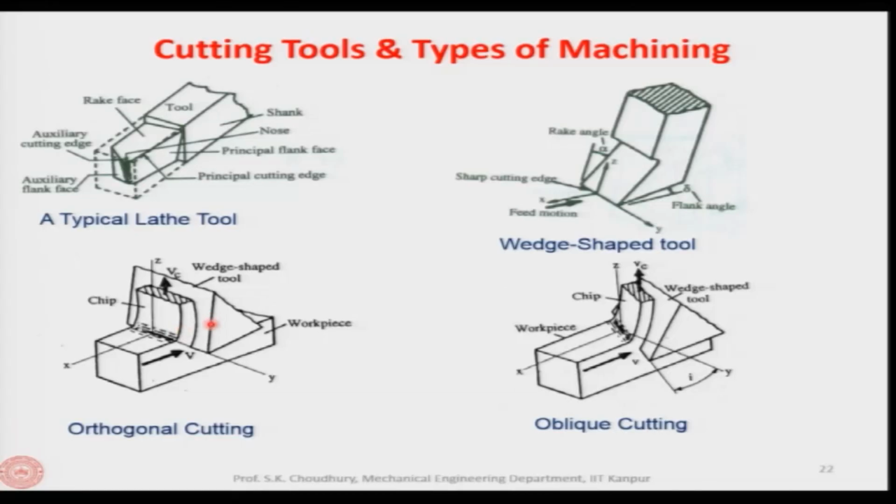So, the tool life is less in orthogonal cutting, and the tool strength rather will be more in the oblique cutting.